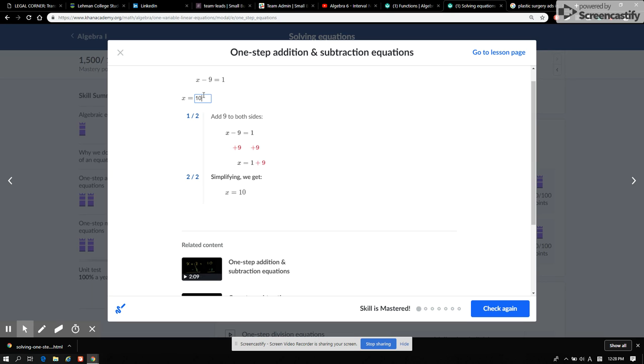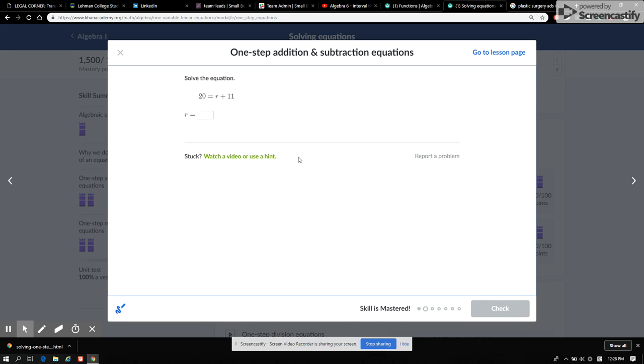Now, if you use the hint, you do not get a point. So down here, you can see your score, right? If we hit check, we got the answer correct, but we didn't get a green dot. Why? Because we used the hint. Now, we'll go on to the next question so we can see what that is.